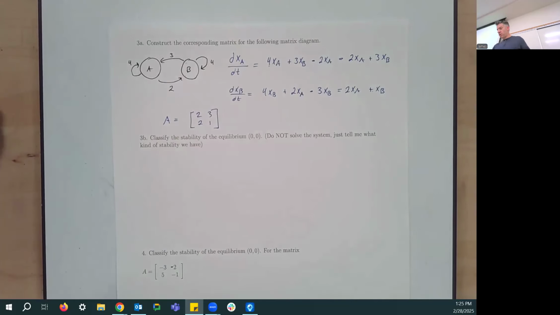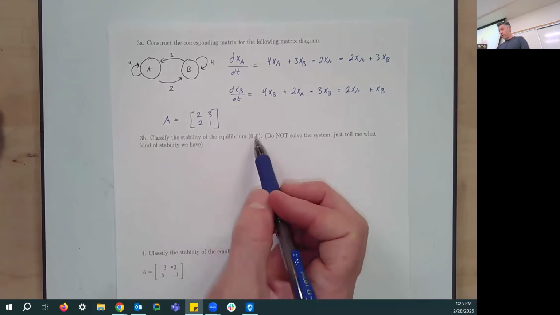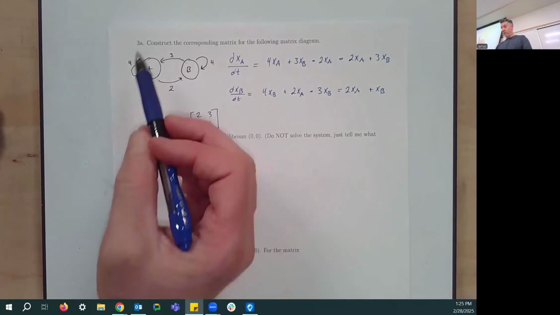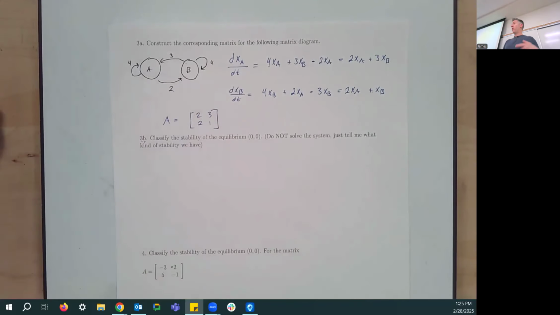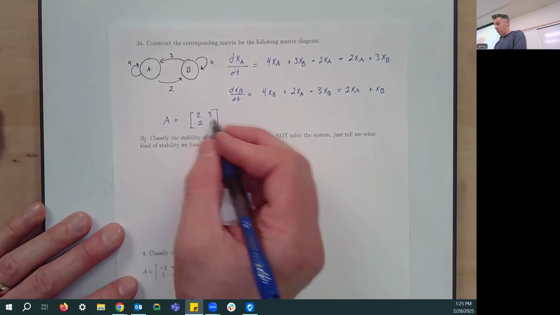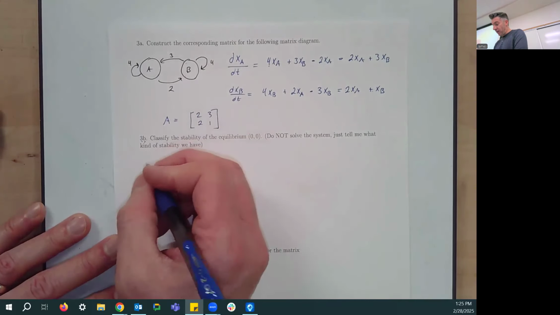Next question. Classify the stability of the equilibrium (0, 0). Now, it's really important to point out here that this question is referring to the matrix we just constructed. That first question was 3A. This next question is 3B. Whoever's writing this is thinking they're part of the same question, and there's nothing else to refer to here. So clearly we mean the matrix 2, 3, 2, 1. Let's go ahead and find the eigenvalues.